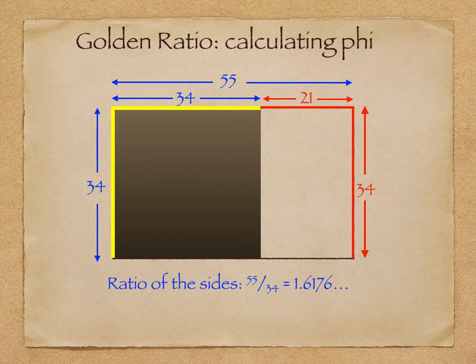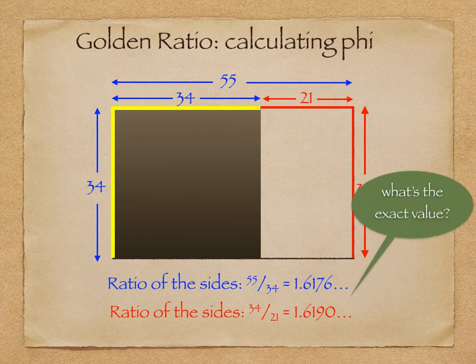As I did with the bigger rectangle, I now need to calculate the ratio of the longer to the shorter side. 34 divided by 21, which comes to roughly 1.6190. If these two rectangles have the same shape, these two proportions should be equal. And you can see that they're pretty close. In fact, the true value of the golden ratio lies between these two numbers. But can I find it exactly? Well, here's how to tackle this question using algebra.